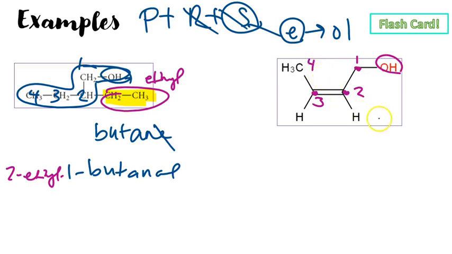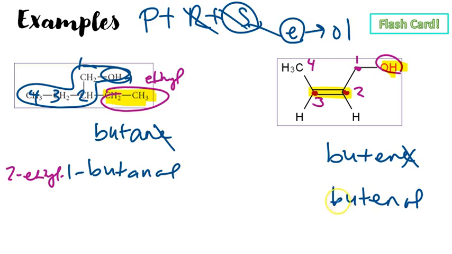So we have another 4 carbons. But we do see that we have a double bond here. We have a double bond in this OH group. So we do have a double bond. That means we have 4 carbons, which is going to be but for our root, but we have a butene because there's a double bond here. We're going to drop the E, and we're going to get butanol.